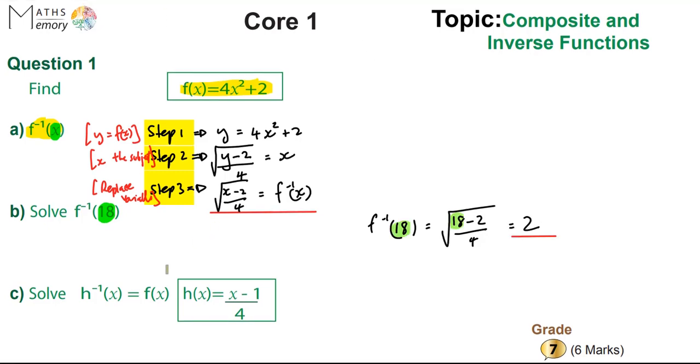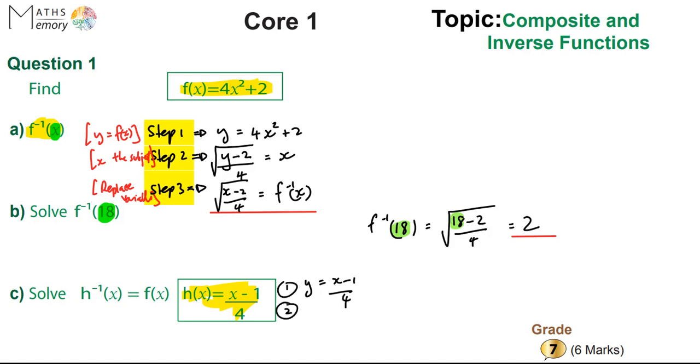Let's try now part C. It says solve the inverse function of h equaling f(x), and it's given us specifically h of x equals (x minus 1) over 4. So we'll just highlight this over here. So the 3 steps, let's find the inverse function of h. Step 1, let's replace h of x with y. So y equals (x minus 1) over 4. We'll do this quite quickly, by the way.